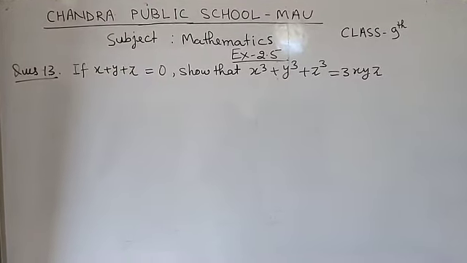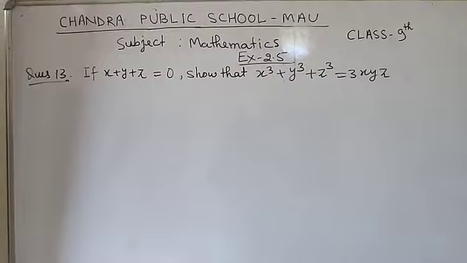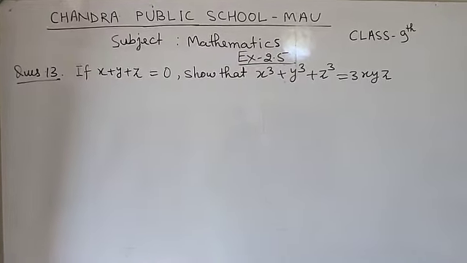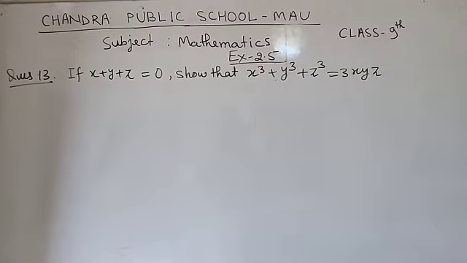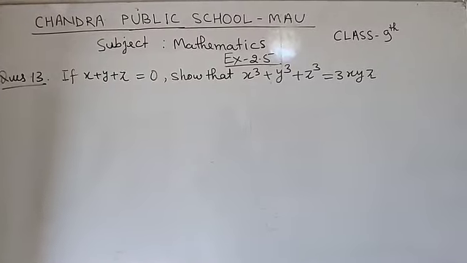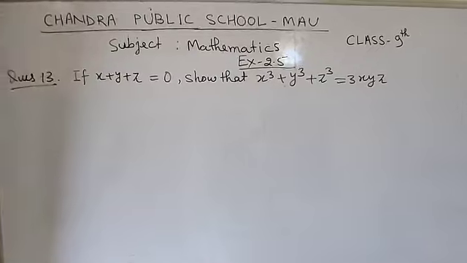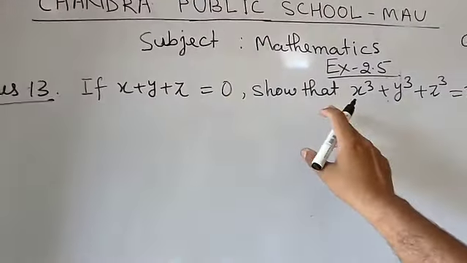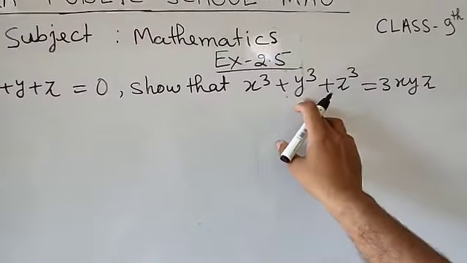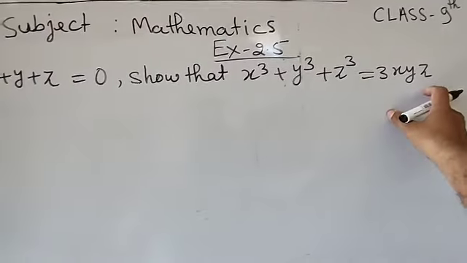Welcome once again students, and today I am going to explain the rest of the questions of exercise 2.5. Here I have written question number 3. If x plus y plus z equal to 0, then prove that x cube plus y cube plus z cube equal to 3xyz. Here in the question it is given that x plus y plus z is 0, and using this you need to prove that x cube plus y cube plus z cube equal to 3xyz.